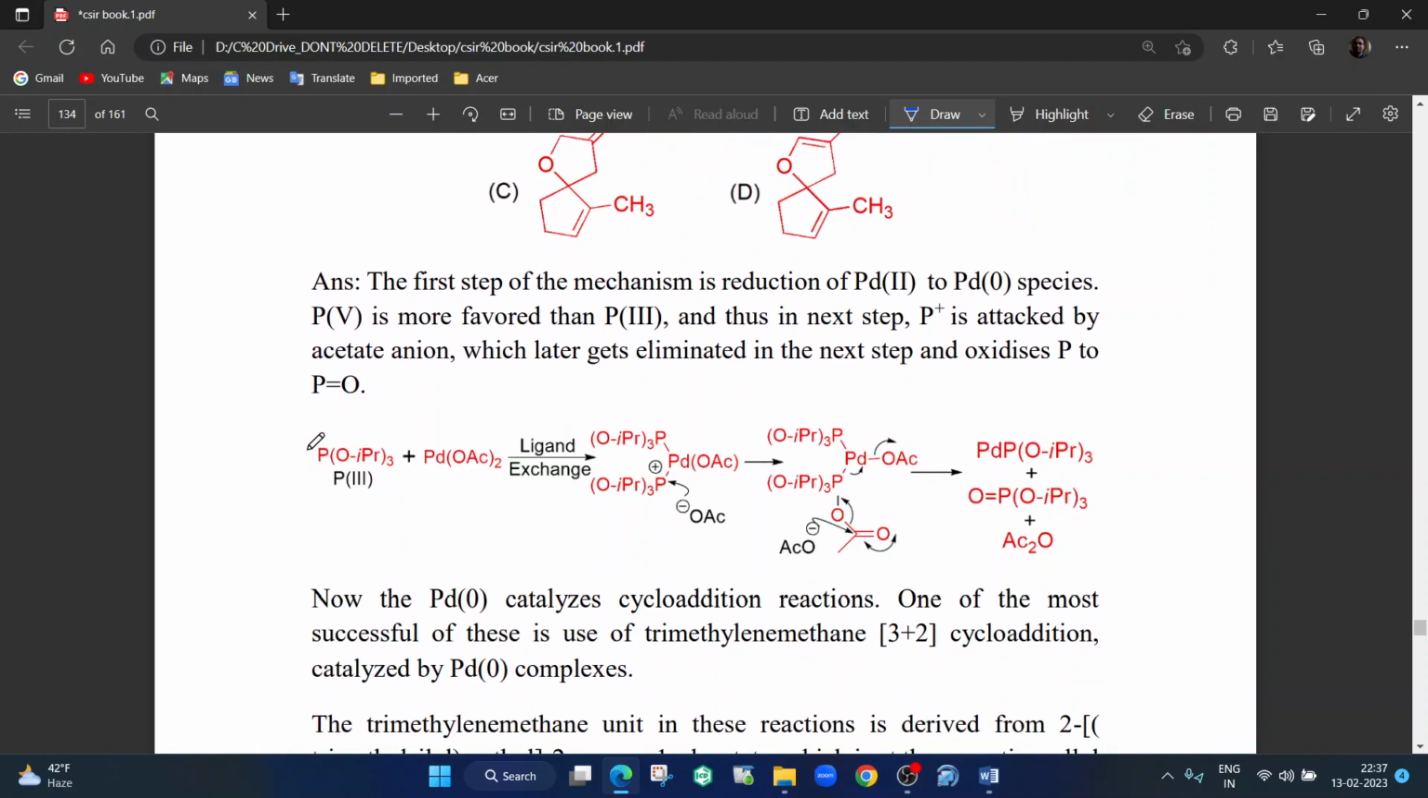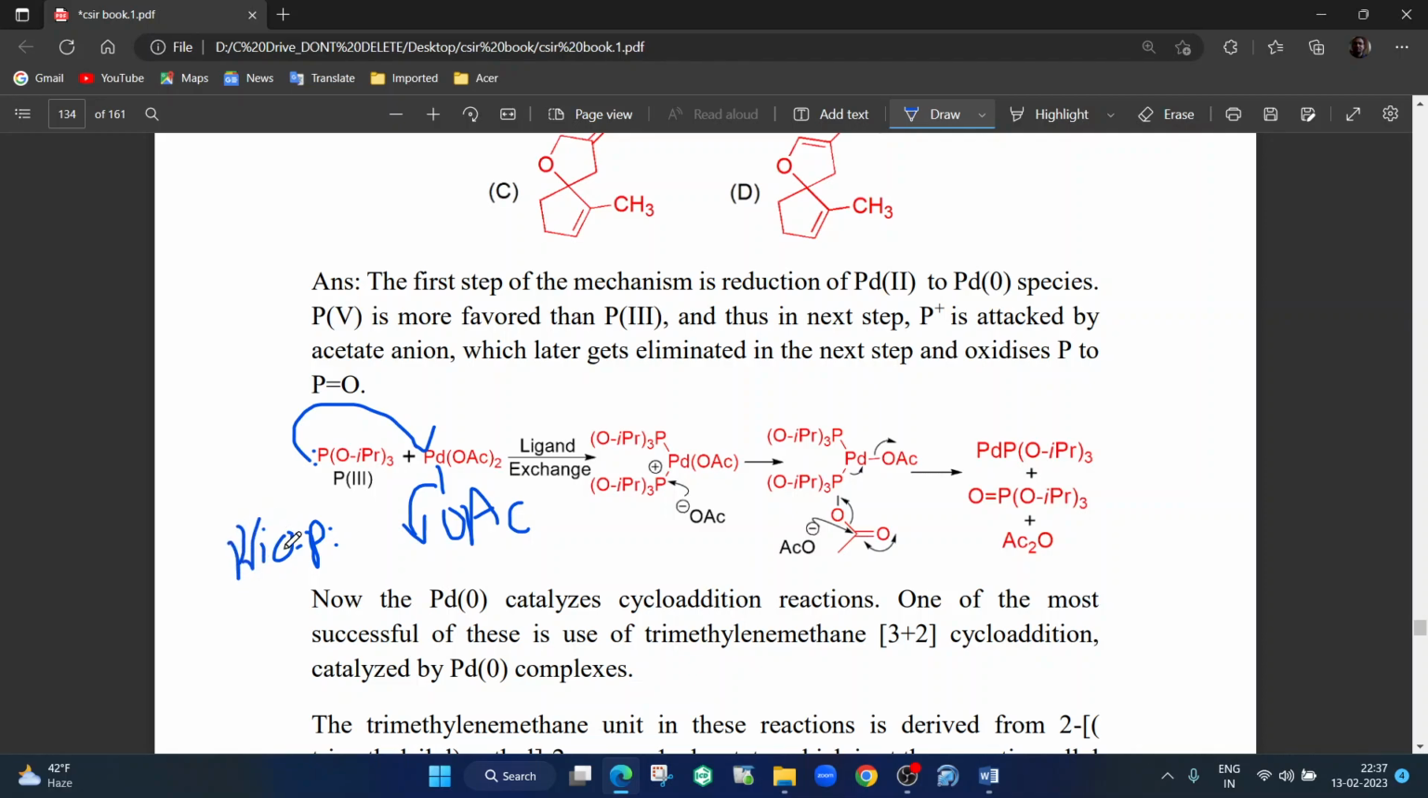So in the first step, this phosphorus goes and attacks this palladium and one of the OAc leaves. So it got one pair of electrons and lost one pair of electrons, so it is still in the +2 oxidation state. Then OAc minus leaves. I'm so sorry, yeah, this one attacks and this leaves, so still it is +2. Then the next step: another molecule of phosphorus goes and attacks.